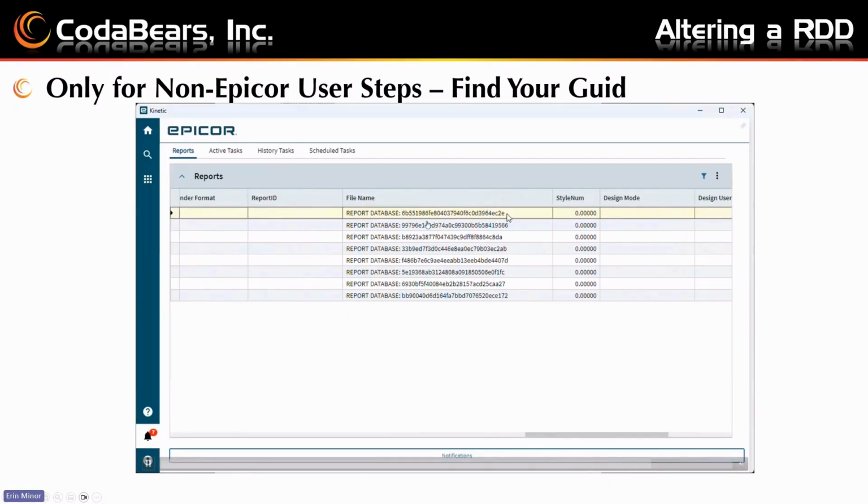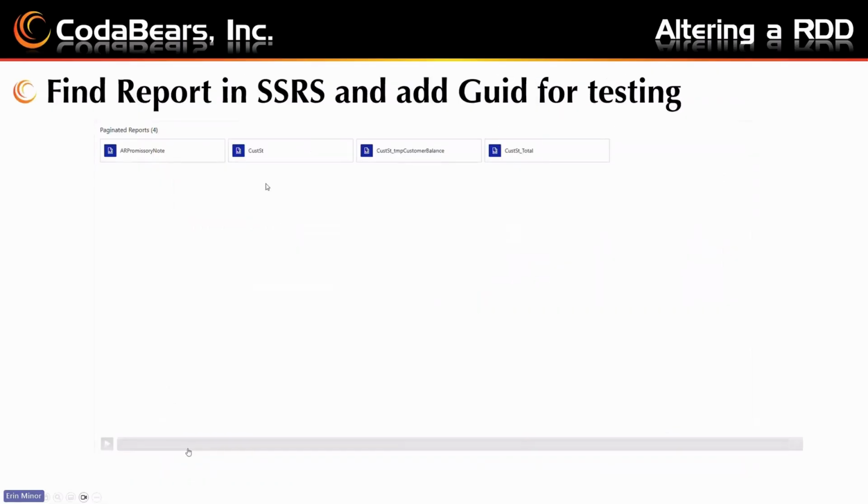That is this crazy set of letters and numbers. You want to copy that and keep it for testing for as long as you need to test it for. And then I'm going to show you where you use it. Okay, so you want to find your report in the SSRS portal.